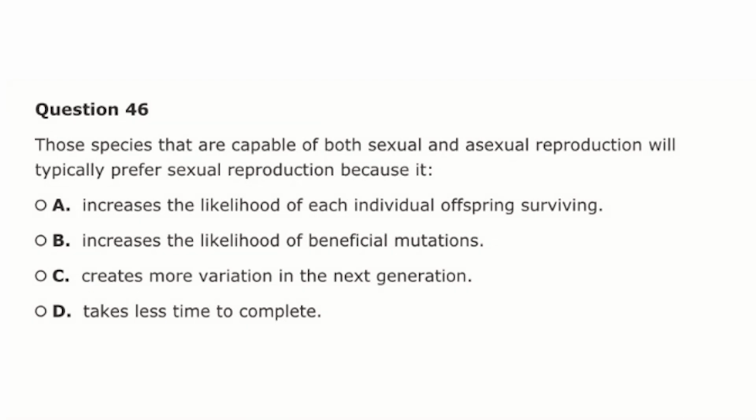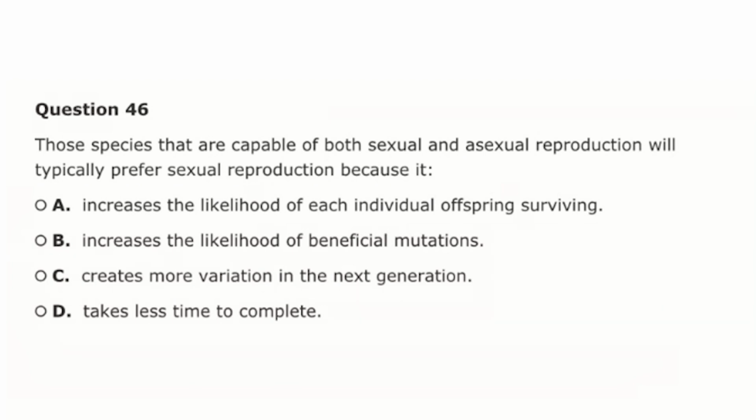All right. Am I up? I'll read this one. Question 46. Those species that are capable of both sexual and asexual reproduction will typically prefer sexual reproduction because it, A, increases the likelihood of each individual offspring surviving, B, increases the likelihood of beneficial mutations, C, creates more variation in the next generation, or D, takes less time to complete.